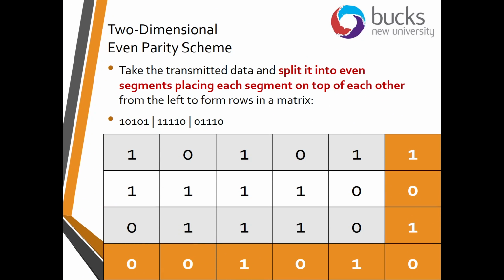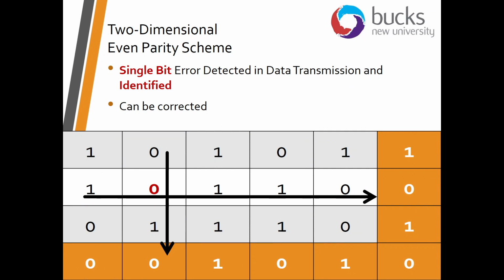But I'll just step through this example here. We take the transmitted data and split it into even segments, placing each segment on top of each other from the left to form rows in a matrix. So here we've got our data, split into even segments of 5 bits each. We put those segments into this matrix, and then we add parity bits to each row and each column. First of all, we check the rows. Using even parity, we put a 1 bit here for the parity bit.